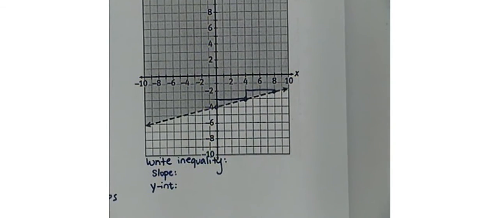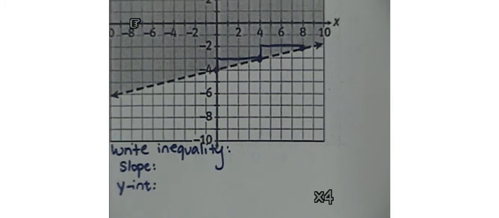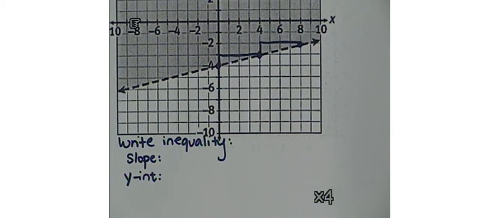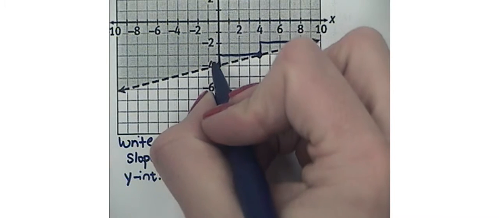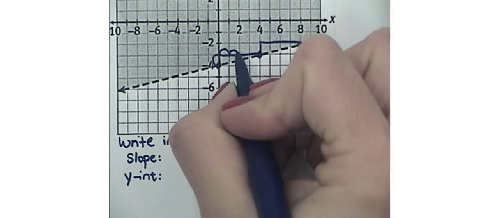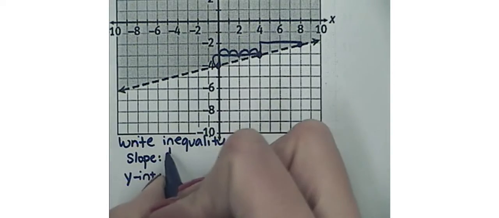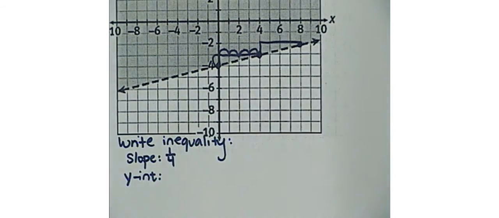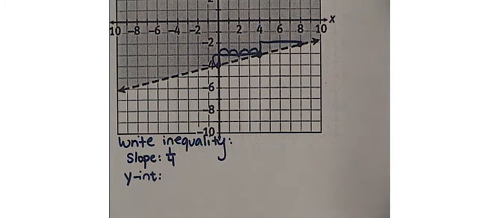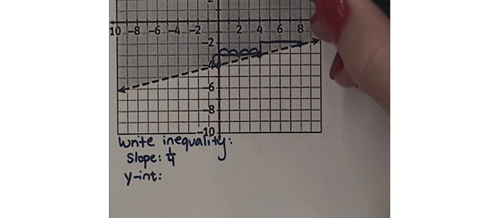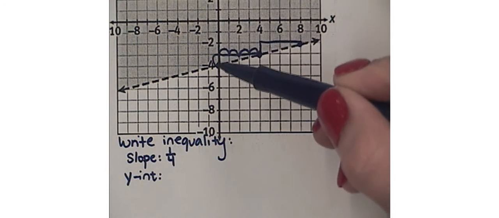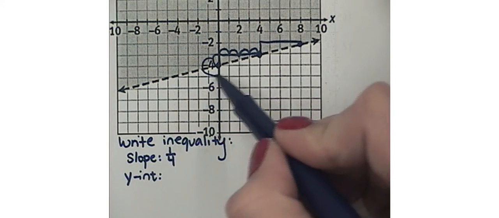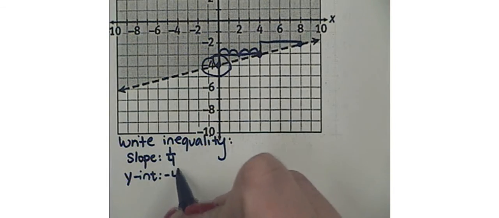So those are the 2 things that I want you to do first. So my slope, I'm rising 1 and I'm running 4, so it's a positive 1/4. It's a positive because this line is increasing or going up. My y-intercept is where your line crosses this y-axis here, and it's right here at -4.